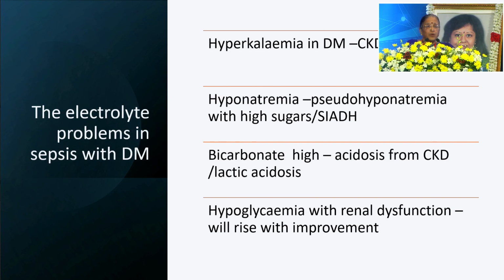The electrolyte problems in diabetes: we all know hyperkalemia in diabetes is because of CKD or type 4 RTA. Hyponatremia can be pseudo-hyponatremia because you have very high sugars, or an SIADH. You get a bicarbonate which is low because of the acidosis from CKD or lactic acidosis. Hypoglycemia and renal dysfunction actually will make it worse.